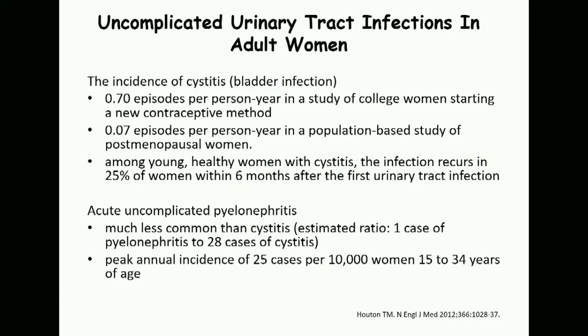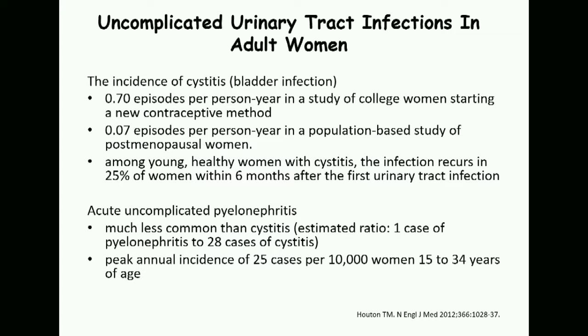A little bit of epidemiology of UTIs in women. If we start with this prophylaxis in women who have recurrent urinary tract infections, you see that this is 0.7 or almost, we may say, 1 episode per person year in a study of college women that started a new contraceptive method. But it was a subpopulation of young women, sexually very active, so it's really a common disease. And it is 10 times less often in the population of postmenopausal women.